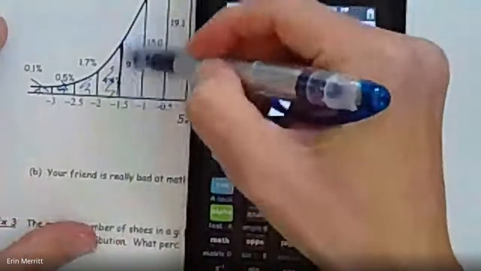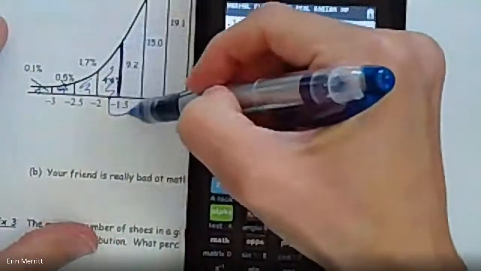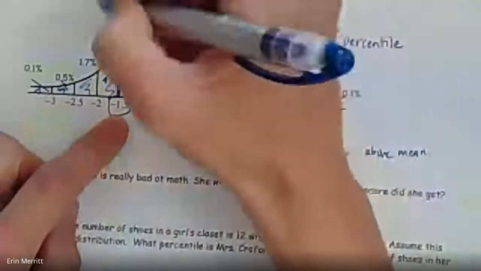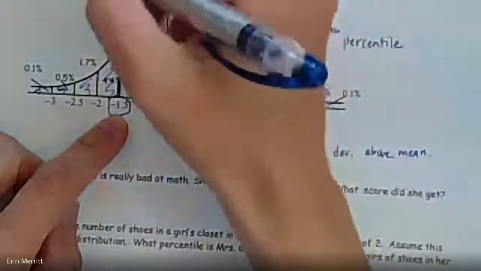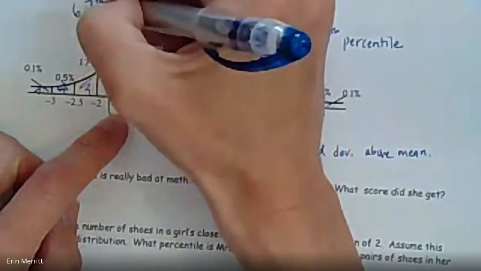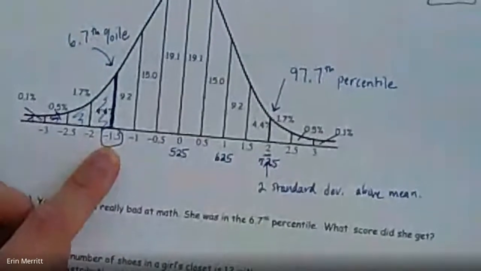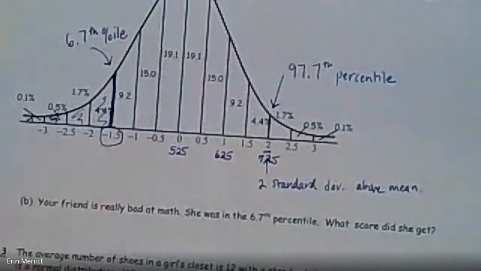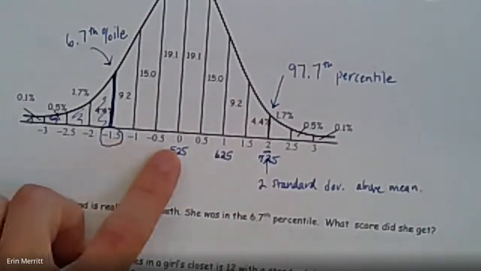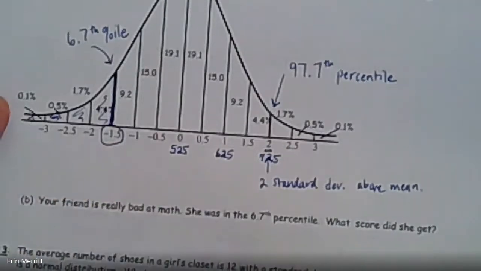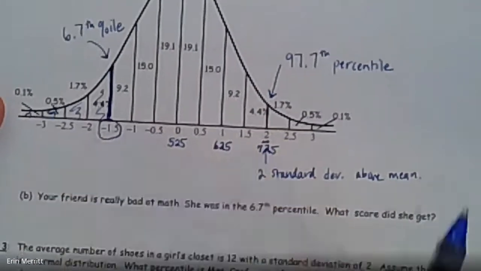So I'm right here, which means to be at the 6.7 percentile, you have to be 1.5 standard deviations below the mean. All right. There's the 6.7th percentile, and I'll use my abbreviation there. Okay. So when it says, what score did she get? Well, you have to take the mean and then subtract 1.5 standard deviations from it. So that's how you use those z-scores. That's what they stand for.